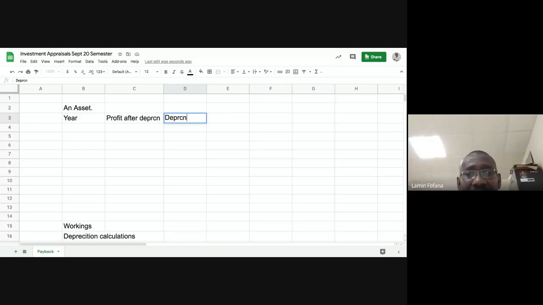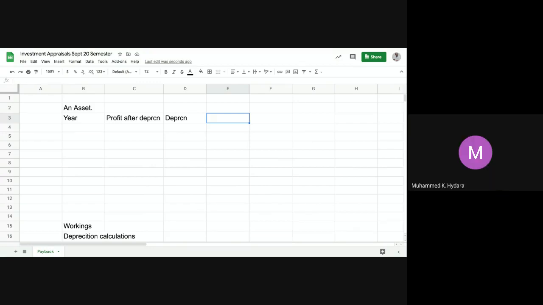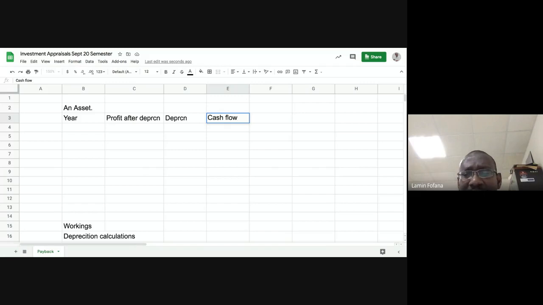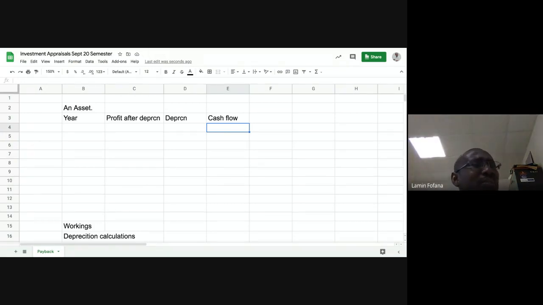Yes. So depreciation. And then when we add depreciation to profit after depreciation, what do we get? We have cash flow. Okay, first, let me ask, why are we adding back depreciation from profit after depreciation and not deducting it? I think depreciation is supposed to be deducted from profit. Is that not the case?